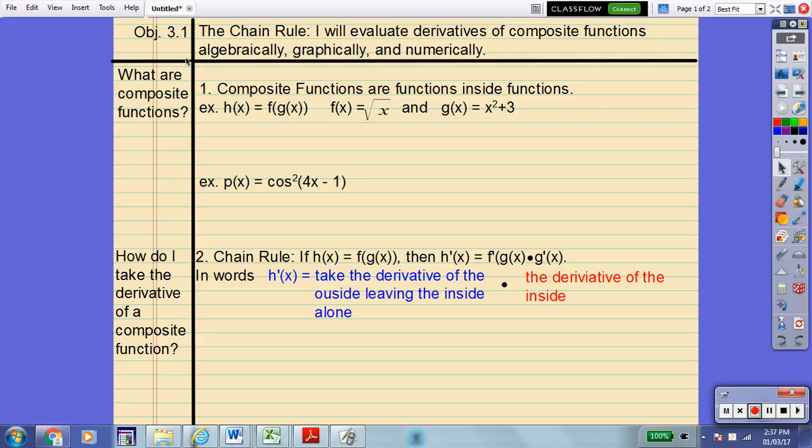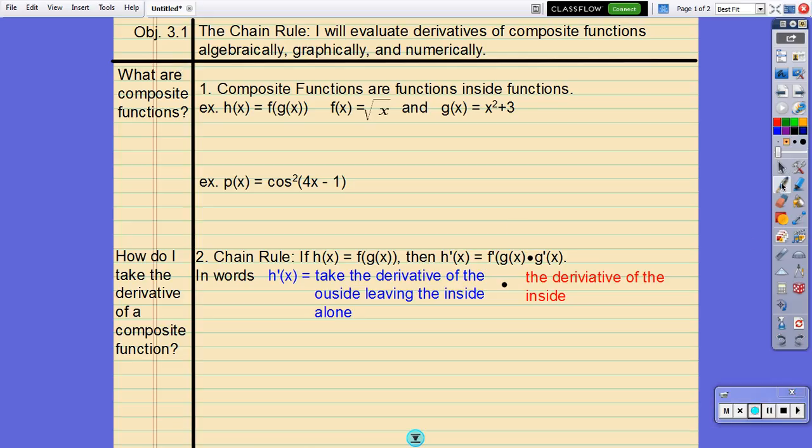Okay, so the purpose of this video is to go over the chain rule, and your goal is to evaluate derivatives of composite functions both algebraically, graphically, and numerically. For the purpose of these first few videos, we are going to be focusing on evaluating derivatives of functions algebraically. So we're going to be right here. Later on, we'll talk about graphically, numerically.